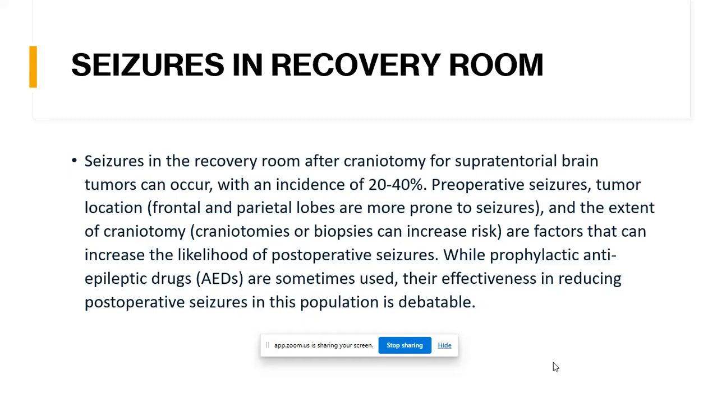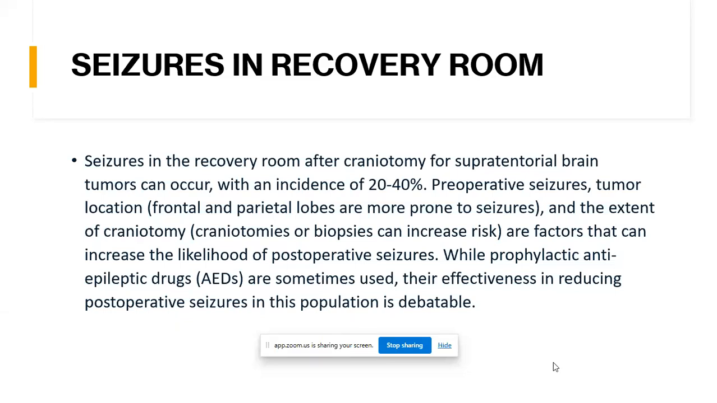Having discussed all this, one very important concern for the anesthesiologist in the emergence and in the recovery room is if patients develop seizures, as seizures can delay recovery and potentially cause complications. So their control is critical in the management of supratentorial brain tumors. The optimal approach to managing seizures in this patient population, including the prophylactic use of anti-epileptics, is still debatable.